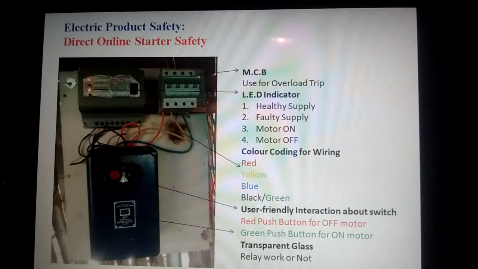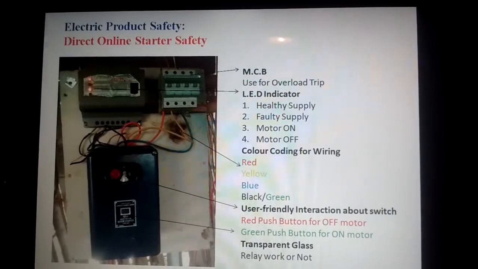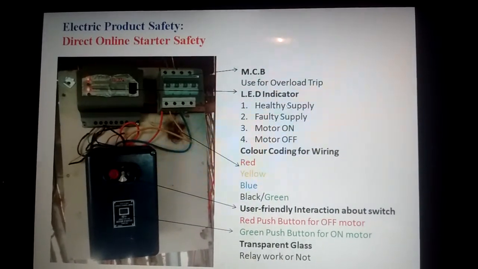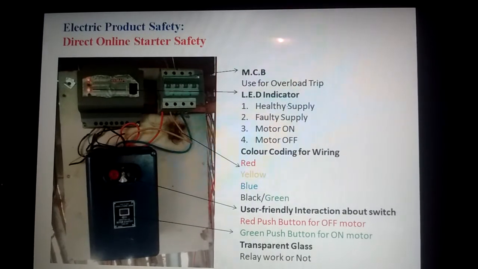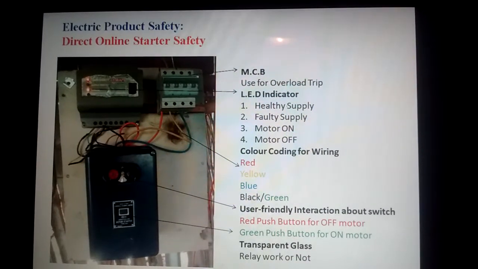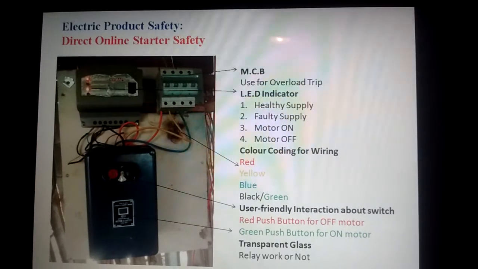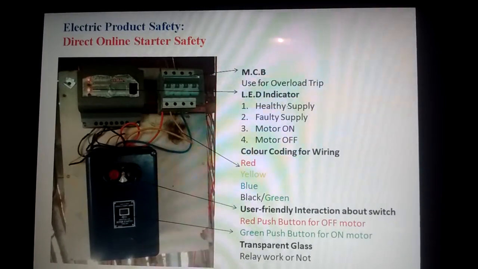Then another example is related to products. So here is electric product safety. How to use and how to achieve electric product safety for a direct online starter. So here the 3-phase supply is present, and I use the safety for that direct online starter.